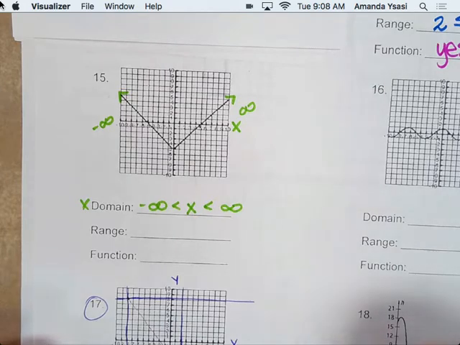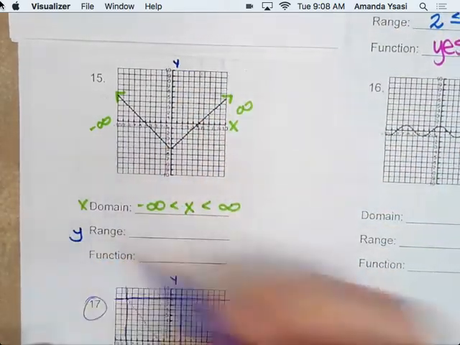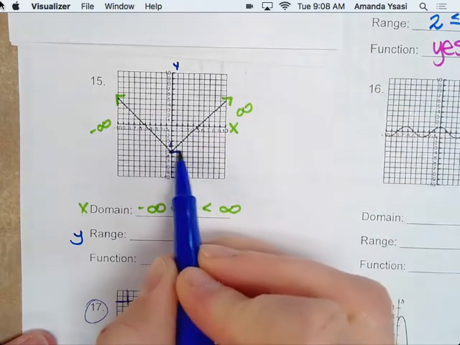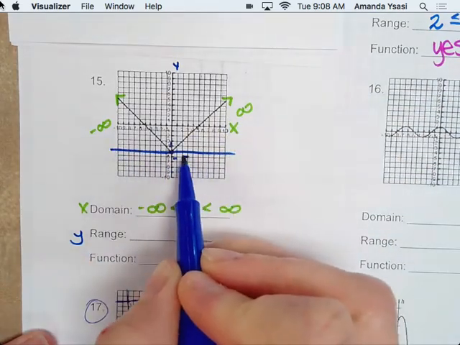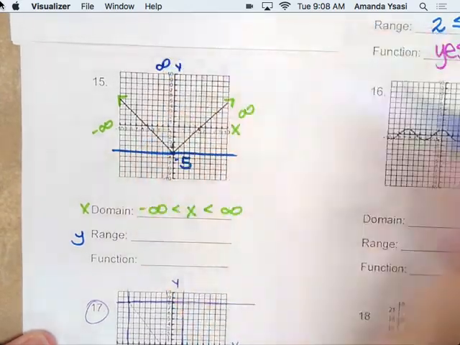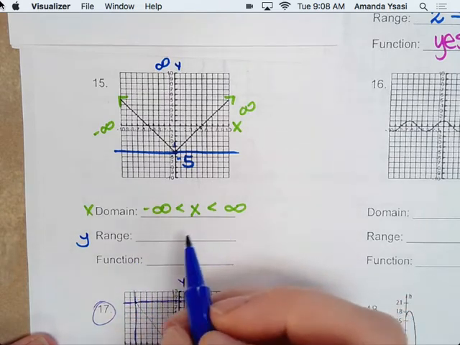You can't actually touch it, so it's just less than. Range is your y values. So how far down can it go? -5. And how far up will it go?